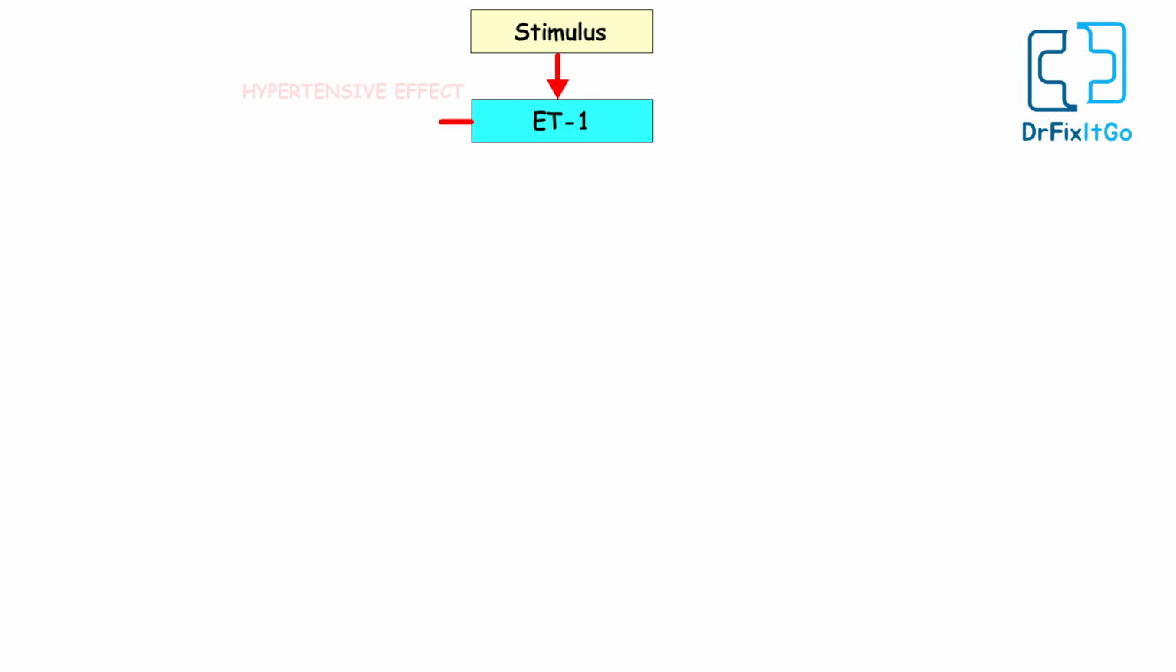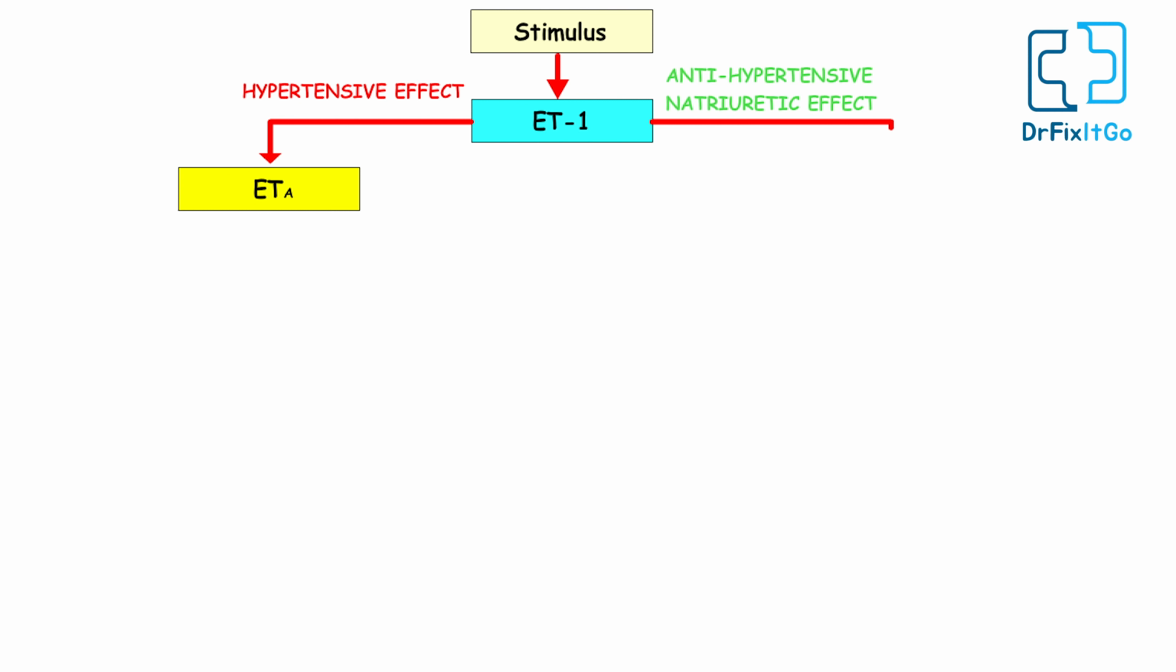Endothelin 1 can induce a hypertensive effect by activating endothelin type A receptors in the kidneys, or an antihypertensive effect via endothelin type B receptor activation. The influence of endothelin 1 on blood pressure regulation depends on where it is produced and which endothelin receptors are activated. Endothelin 1 receptor binding sites have been identified throughout the body, with the kidneys and lungs having the greatest number of receptors.